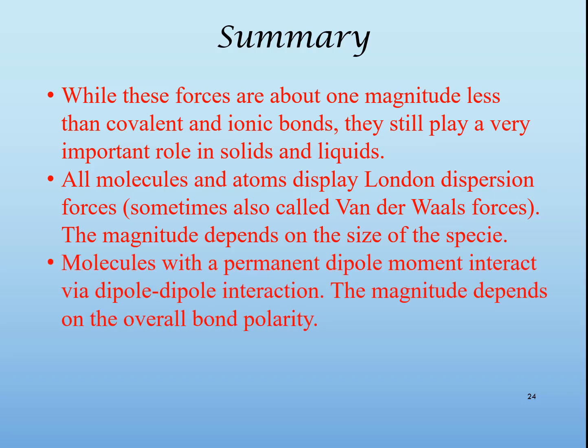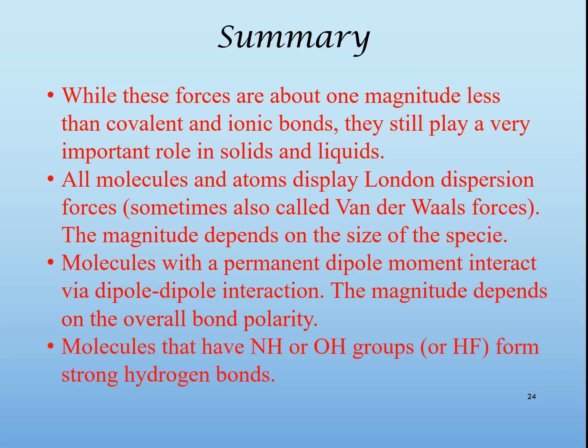The molecules that have a permanent dipole interact via dipole-dipole interaction, and the magnitude depends generally on the overall bond polarity. So more polar molecules tend to have stronger dipole-dipole interaction as well, which reflects in higher boiling points and other properties we discussed. And molecules that have NH or OH bonds undergo strong hydrogen bonding, which results in relatively high boiling points as well.